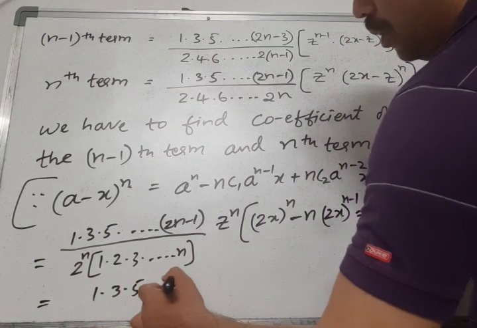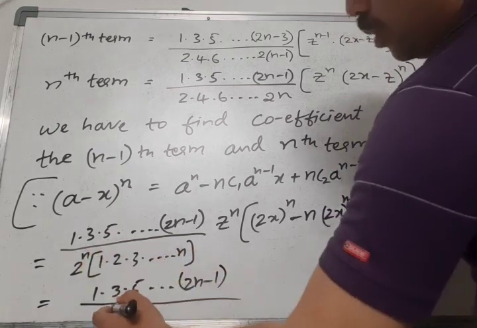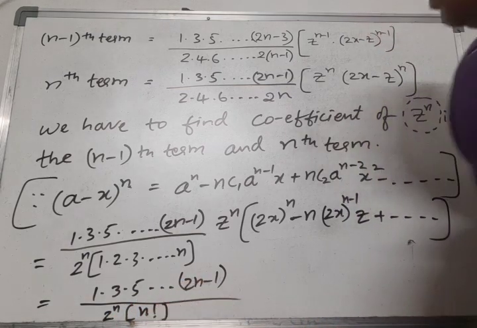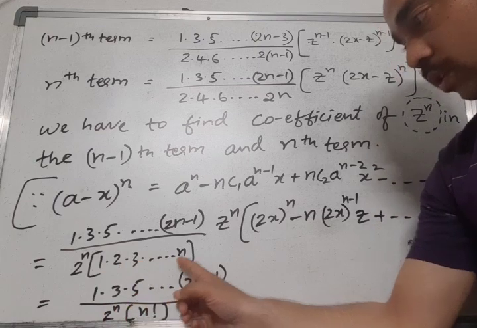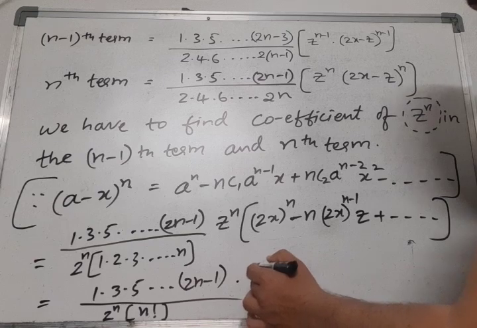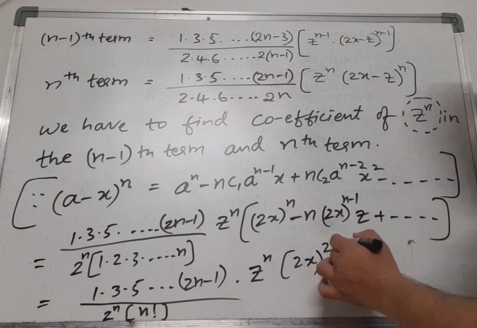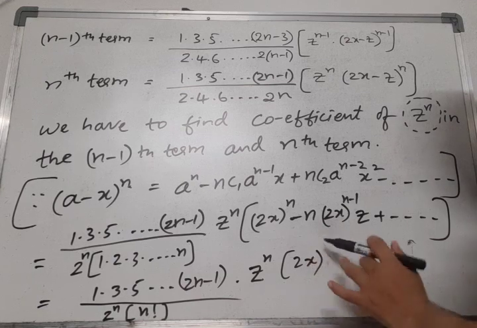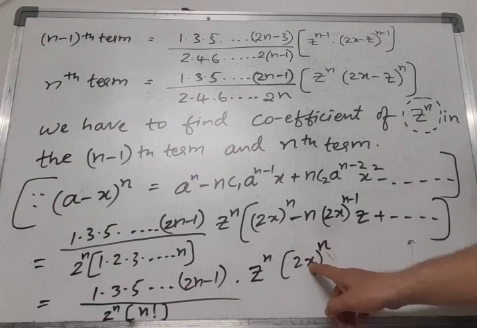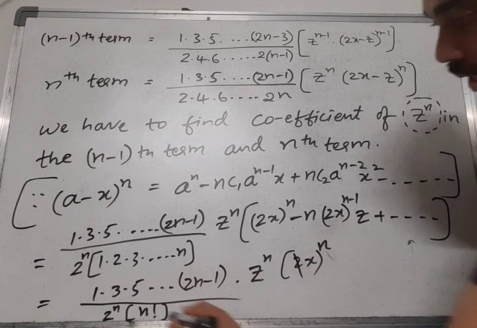3 into 5 into so on up to 2n minus 1, divided by 2 to the power of n into n factorial, into n factorial. 1 into 2 into 3 into 4 and so on is called what? n factorial. It is called n factorial, into z to the power of n into (2x) whole to the power of n. Okay, so in this also we can write 2 to the power of n and x to the power of n, right? So can I cancel this 2 and this 2 power n?